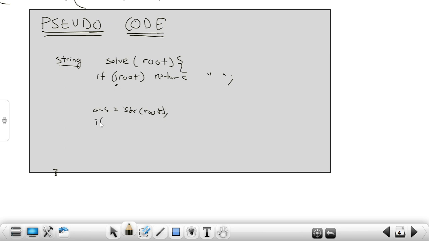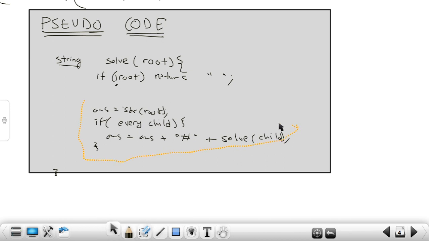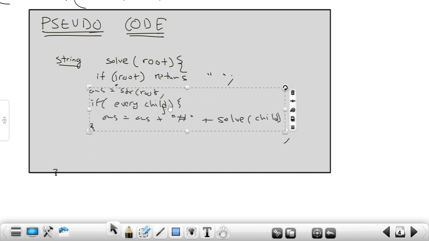Let me explain how. For every child, as a leaf has no child, it is not going into the loop, it is just going to return this particular string itself. So for each child, I'm simply going to calculate my answer equal to answer plus hash plus solve for the child. Now when this loop completes, then I will have the answer. Let me put it here.